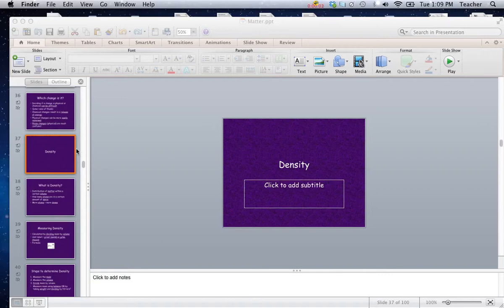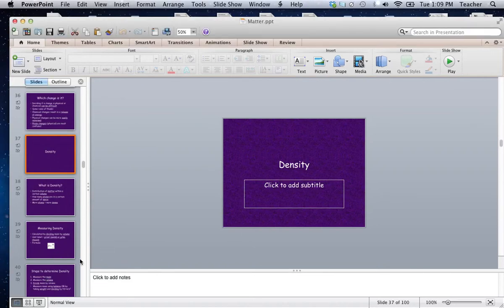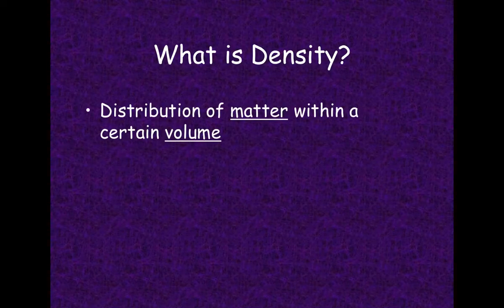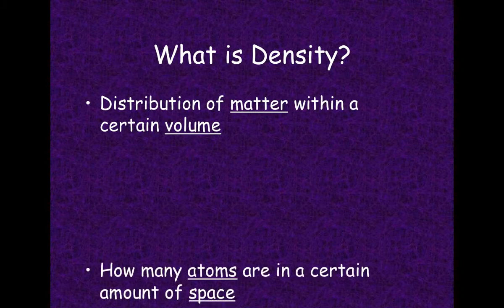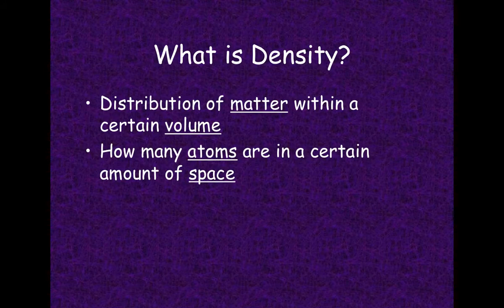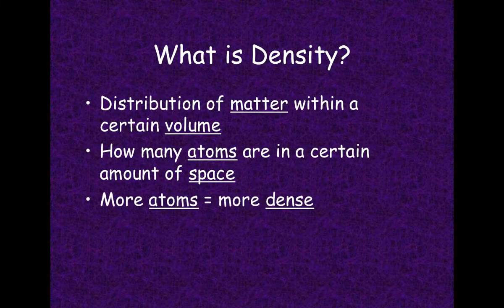All right, in this segment we're actually going to be talking about density. And density is defined as the distribution of matter within a certain volume. So based on what we learned last unit, we can rephrase that to say how many atoms are in a certain amount of space. The idea here is that the more atoms we have, the more dense something is.